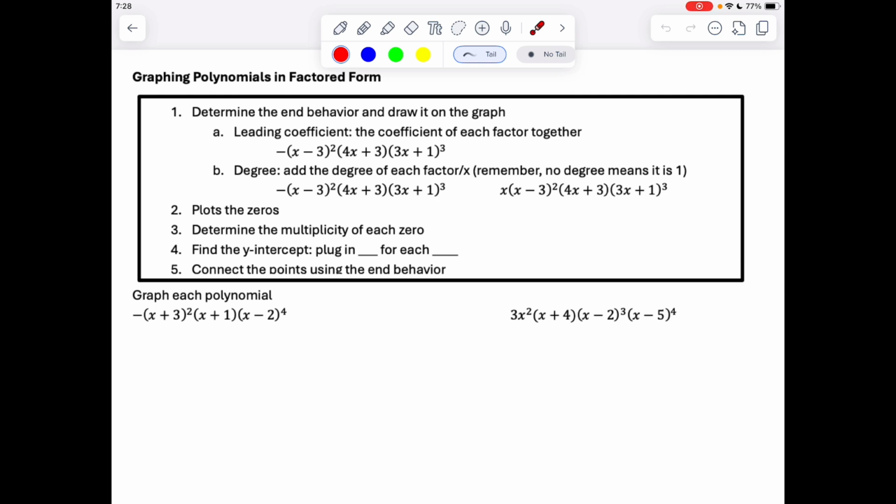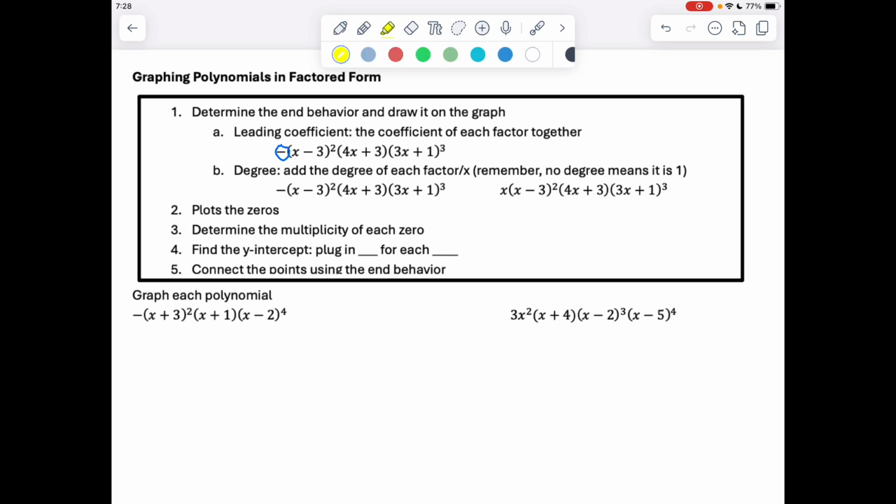But we need two things. Our leading coefficient, that's going to be whatever is in the very front of our polynomial. And then we also need to know our degree, meaning we're going to have to add up all of the exponents to figure out the total degree of the polynomial. Remember, if there is no exponent on a variable, that means its exponent is 1.